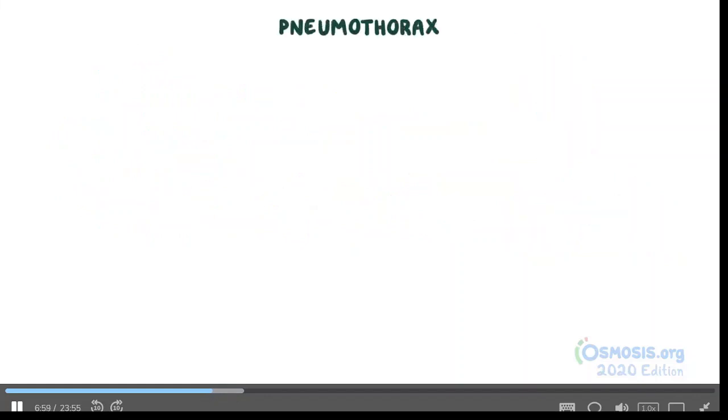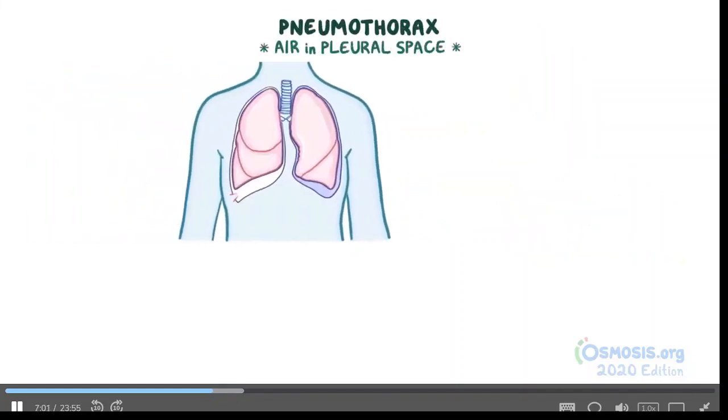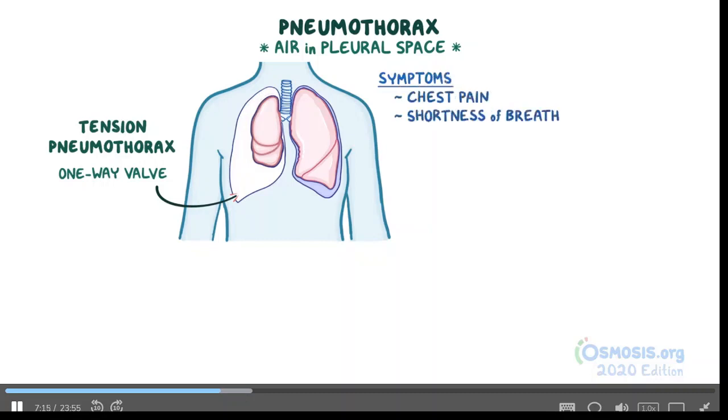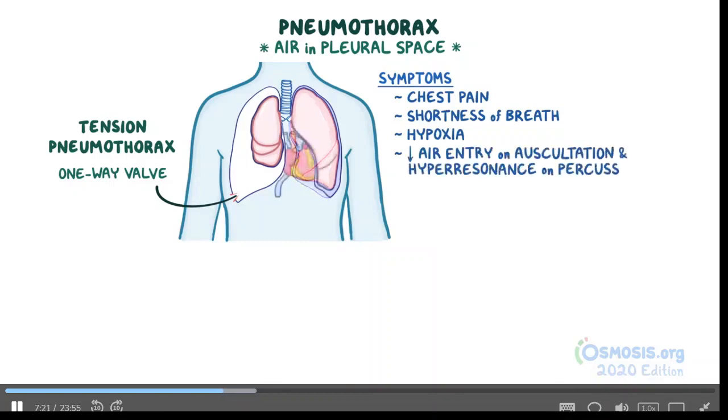A pneumothorax is a collection of air in the pleural space. A tension pneumothorax occurs when the injured pleura forms a one-way valve allowing air to go in but not to go out. This means that with every breath, the pneumothorax gets bigger and bigger. Individuals present with chest pain, shortness of breath, and hypoxia. An examination reveals decreased air entry on auscultation and hyperresonance on percussion.